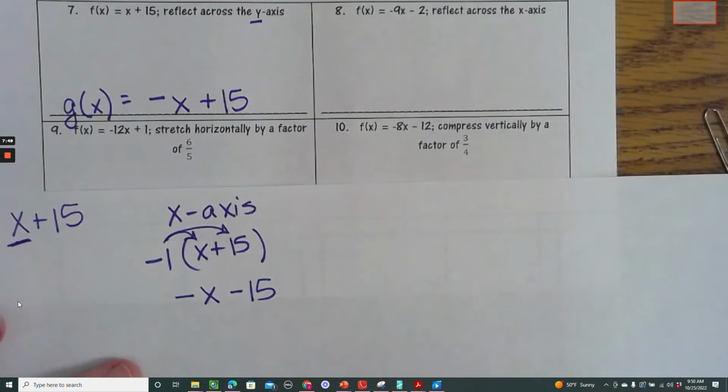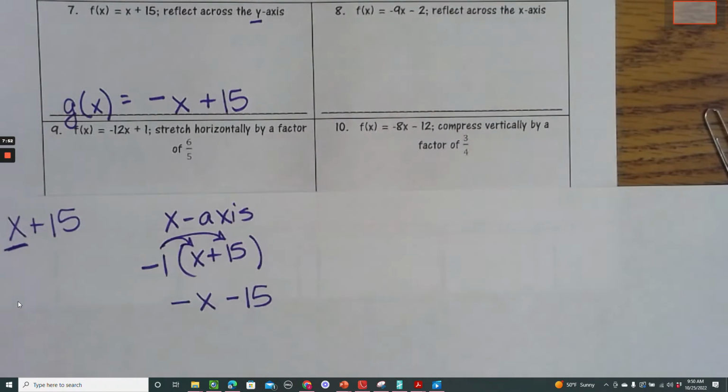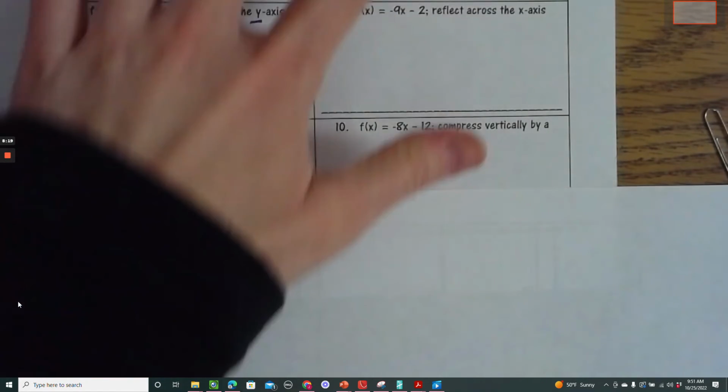All right, stretches. These always confuse me. These are difficult for me to do, so don't get frustrated with them. So we're going to do a horizontal stretch by a factor of 6 over 5. Is that horizontal? That one is. Okay. I can promise you there are none on the test that are like this. Okay?